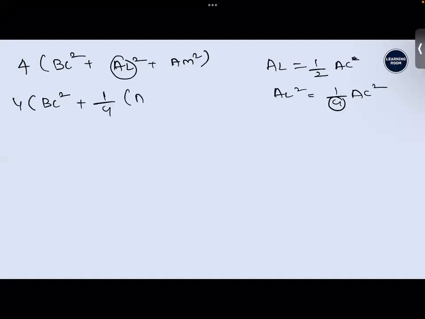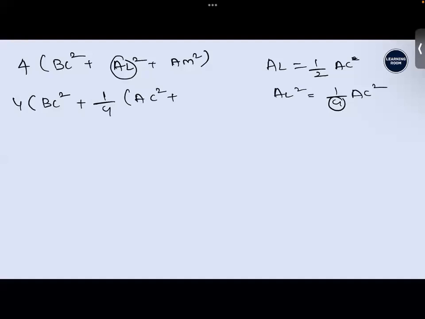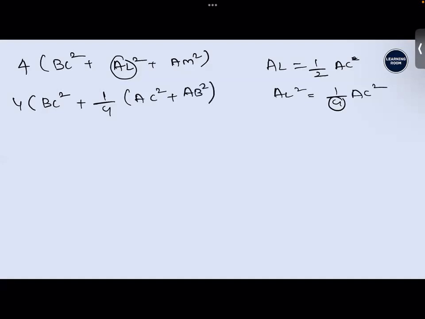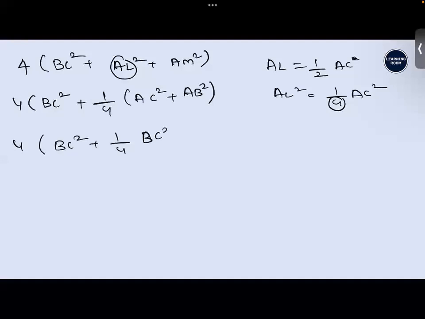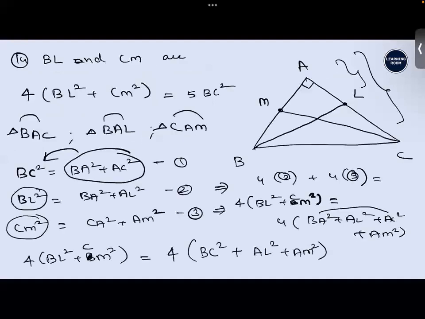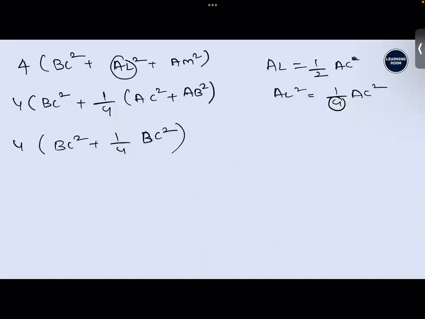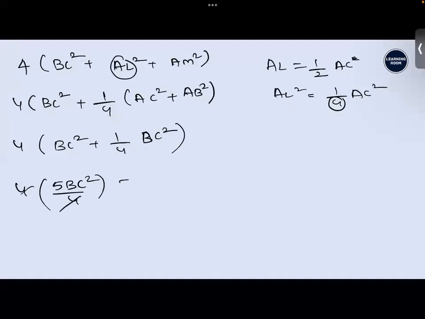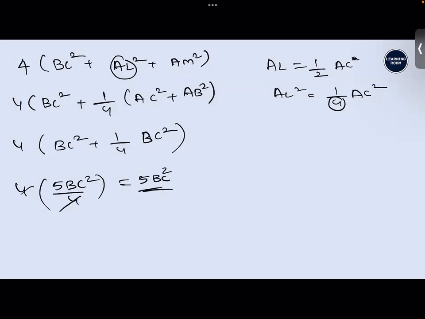So it is 1 by 4 into AC square plus, because AM is half of AB, 4 into BC square plus 1/4 of BC square. Why 1/4 of BC square? Because AC square plus AB square will be BC square. Right? 5 BC square divided by 4. 4 and 4 will get cancelled. You will get 5 BC square. Did you understand?